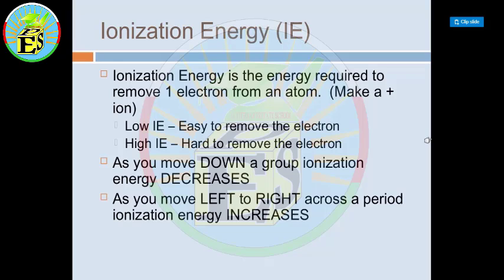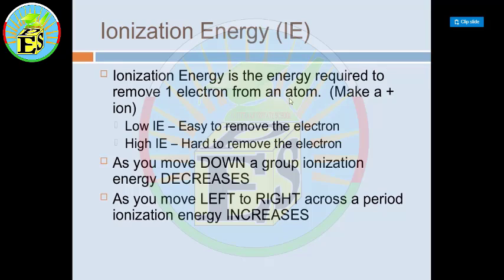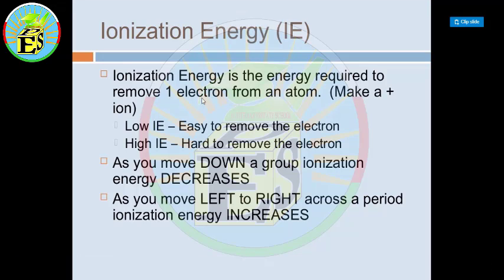Next is the ionization energy. First of all, you must know what ionization energy is. Ionization energy is the energy required to remove one electron from an atom. I will make it simple for you. When we need to take an electron out of an atom, we need some amount of energy. Without energy you can't.